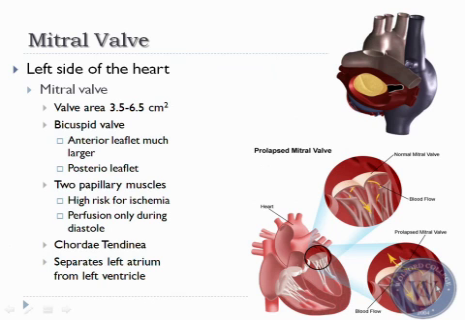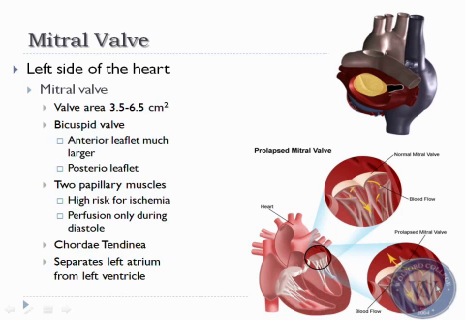The mitral valve is the next valve you'll encounter. The mitral valve separates the left atrium from the left ventricle. The mitral valve area is smaller than the tricuspid valve, and its area comprises around 3.5 to 6.5 centimeters squared. It's a bicuspid valve. Okay?